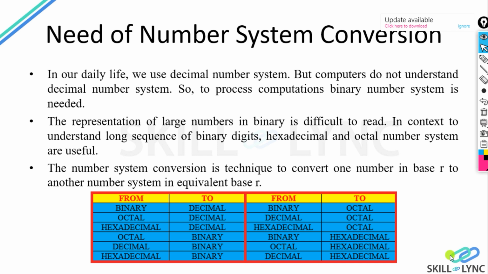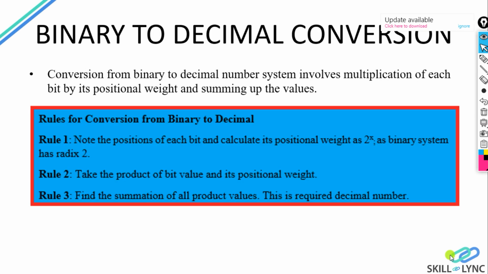So, I have organized the lecture in such a way that we will do these types of conversions: binary to decimal, octal to decimal, hexadecimal to decimal, octal to binary, decimal to binary, hexadecimal to binary, binary to octal, decimal to octal, and hexadecimal to octal. Similarly, binary to hexadecimal, octal to hexadecimal, and decimal number system to hexadecimal number system. Let's start with the first conversion, that is binary to decimal number system conversion.